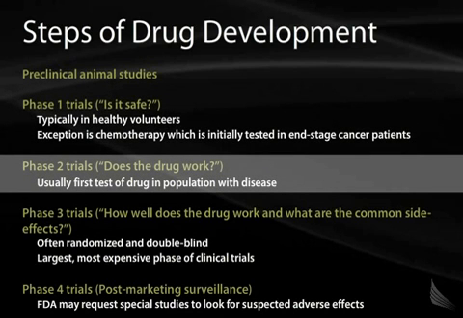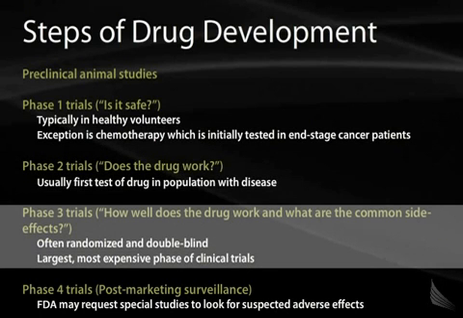Phase 2 trials are efficacy trials. And this is the first time the drug is given, in most cases, to patients that actually have the disease that the drug is meant to treat. Phase 3 trials are very large trials. These trials ask how well does the drug work and what are the common side effects. These are often double-blinded randomized trials in which half the patients receive the drug and half receive a placebo. These are very important and very expensive for medications to become approved.